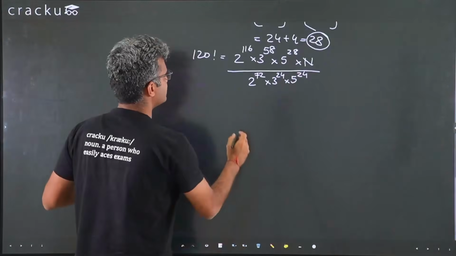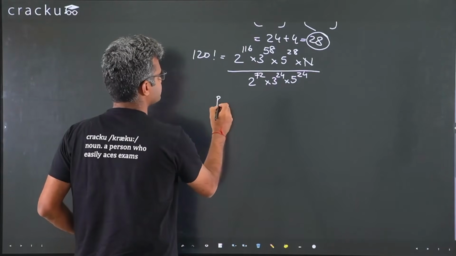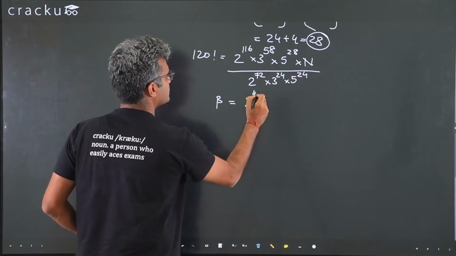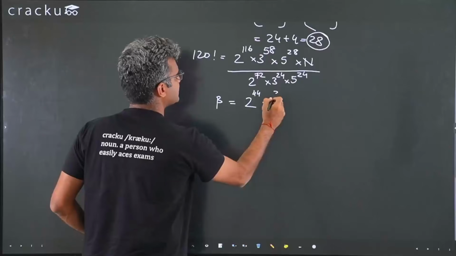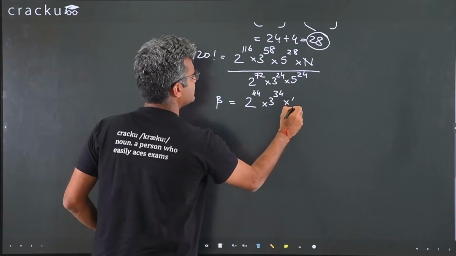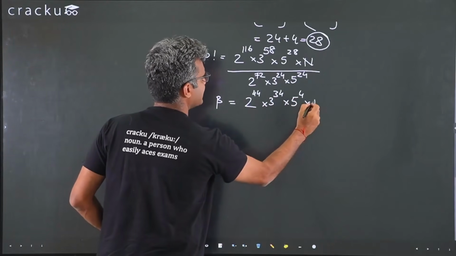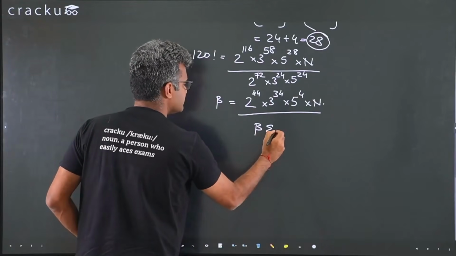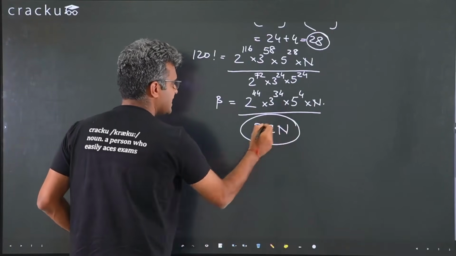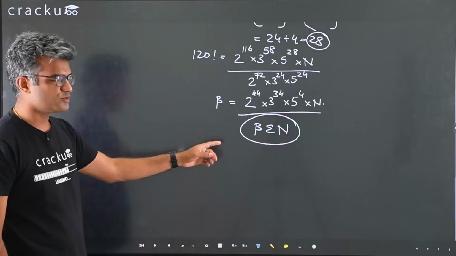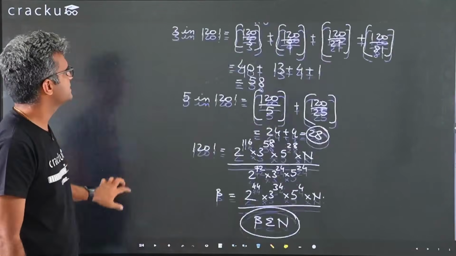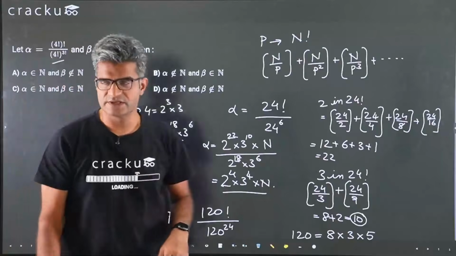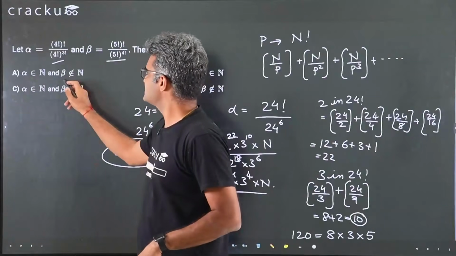So this given number beta is of the form 2 to the power 44 into 3 to the power 34 into 5 to the power 4 into n, some natural number n. So this also is a natural number. We have proved earlier that alpha is a natural number. Now we have proved that beta also is a natural number. Therefore, the correct answer is both of them belong to natural numbers, which is option C.